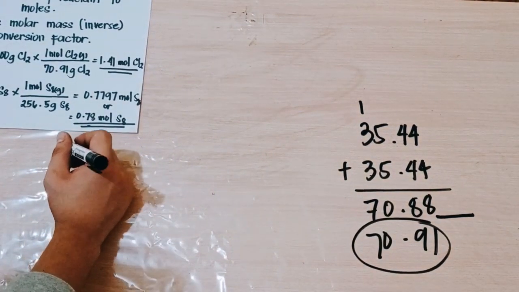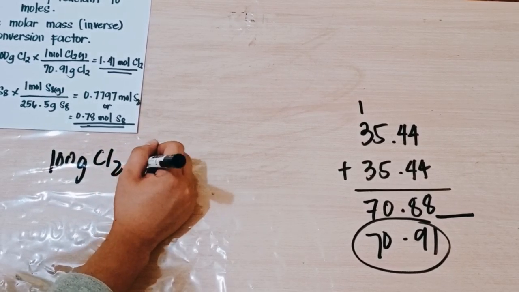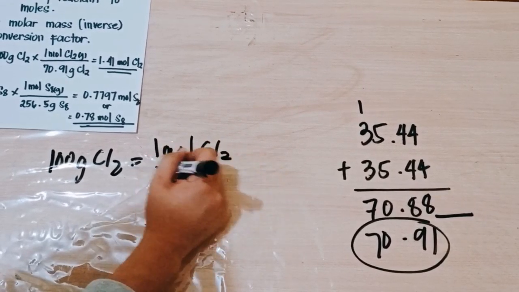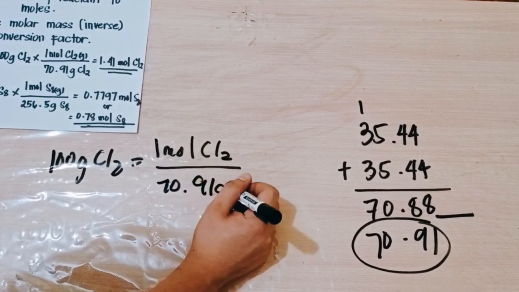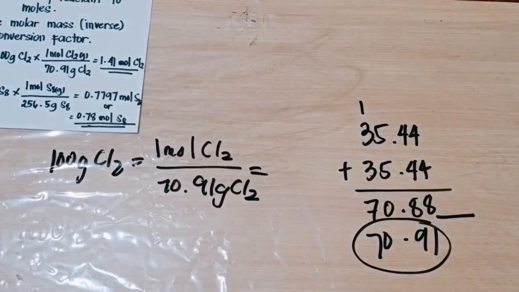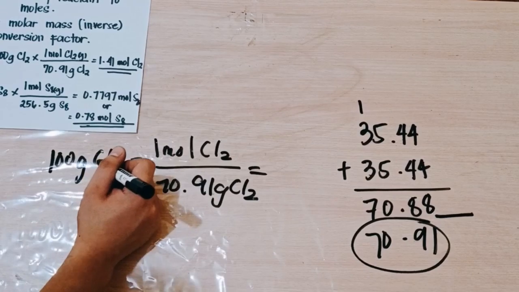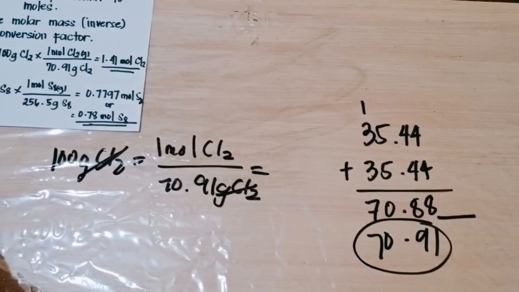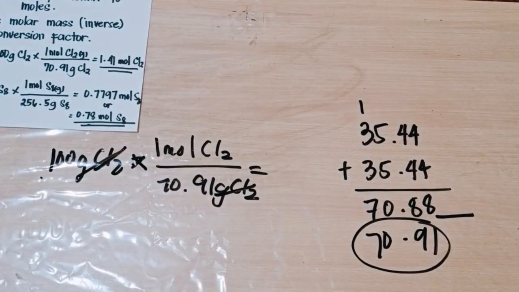meron tayong 100 gram of chlorine, 1 mole of chlorine gas over 70.91 gram of chlorine is equals to 1.41 mole of chlorine. So, paano yan? I-ano mo muna? Cancel out. Ayan. Ngayon, pag na-cancel out, i-times mo to. 100 times 1 mole of chlorine.